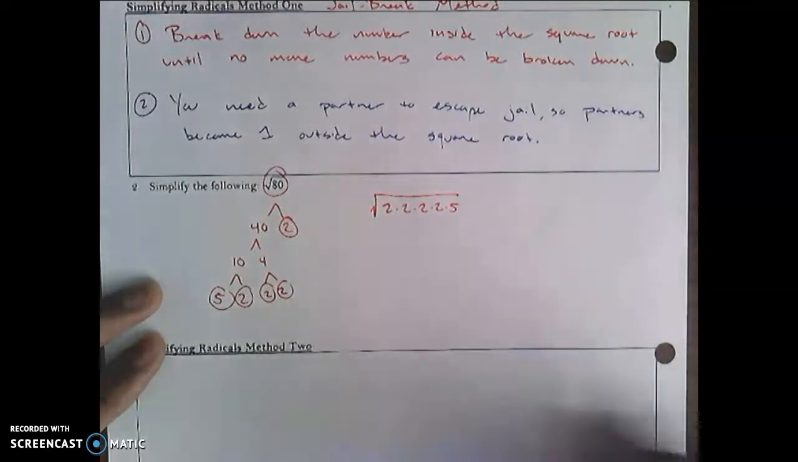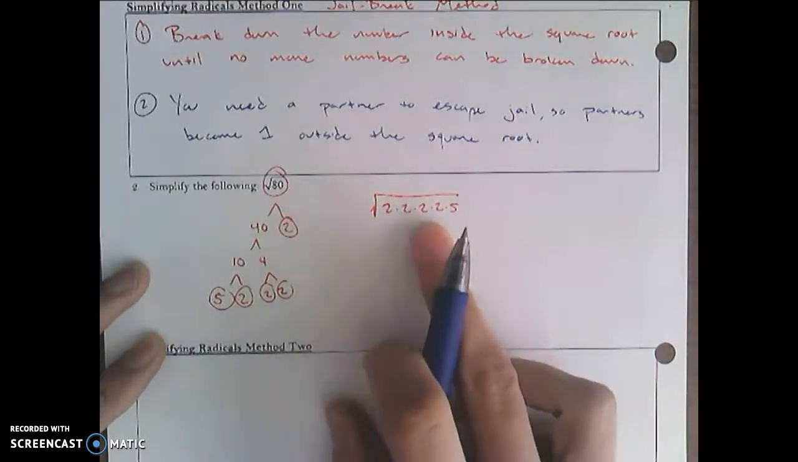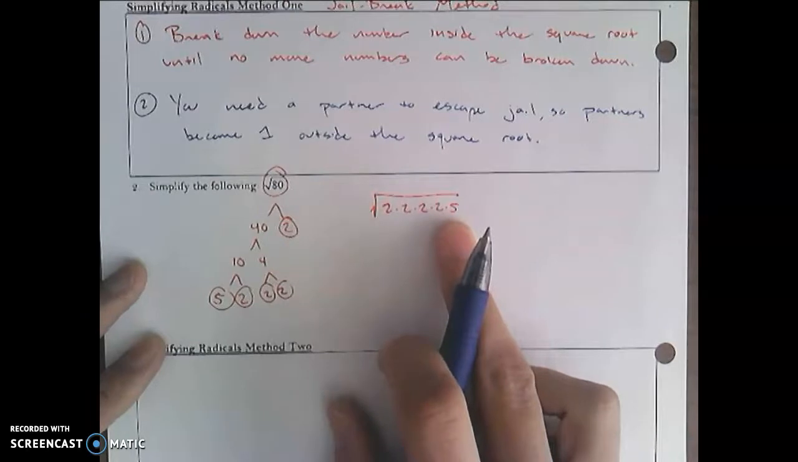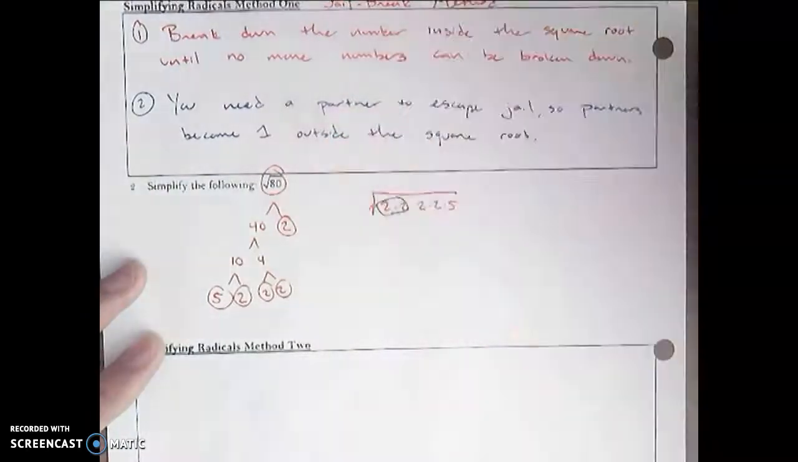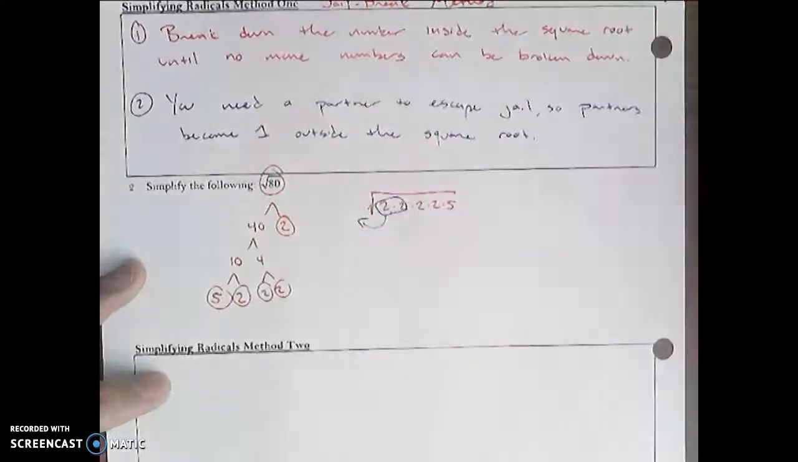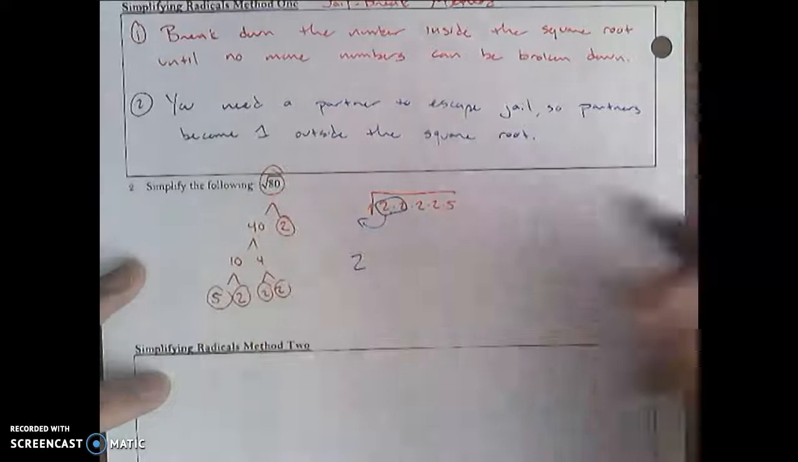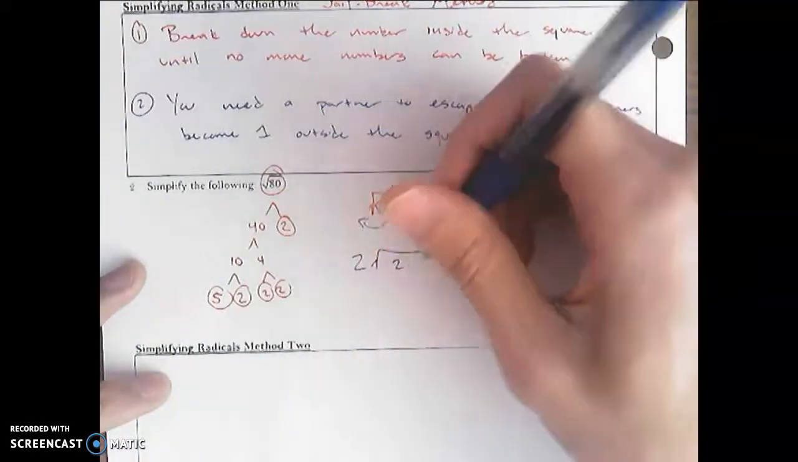Alright, so looking at this square root here, we've got 2 times 2 times 2 times 2 times 5. We're going to look at all of the partners. Partners are two factors that are the same. So 2 times 2, they can be partners. They're going to escape together. So on the outside now we have 1. They become 1 2 outside. What's left over on the inside? We have 2 times 2 times 5.